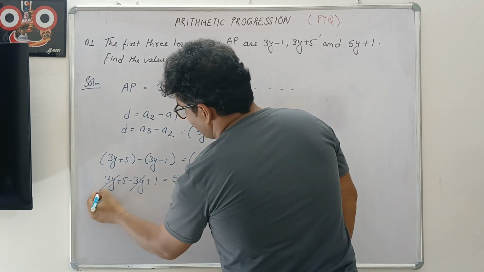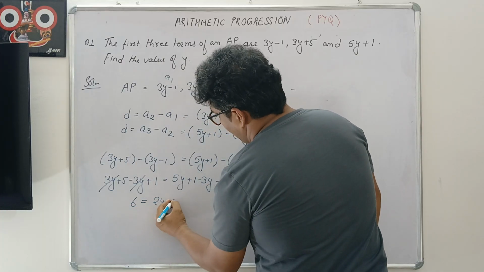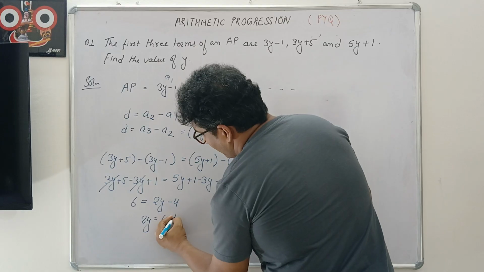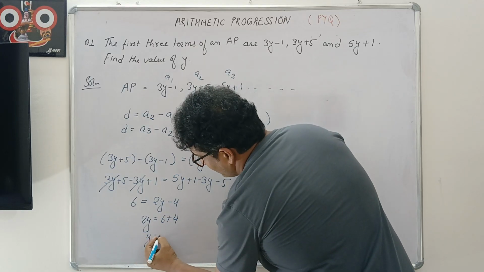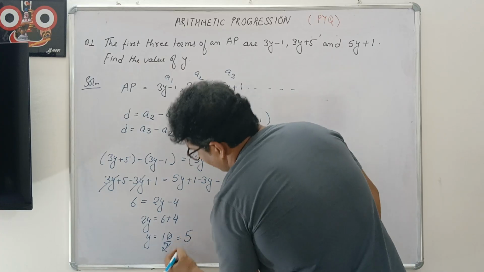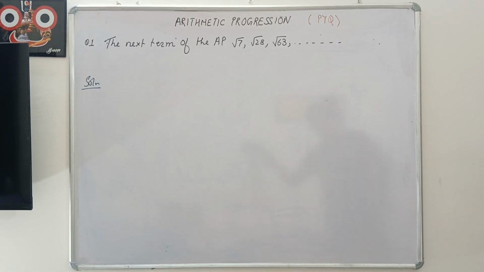This will get cancelled. This is equal to 6. This is equal to 2y minus 4. 2y is equal to 6 plus 4. y equals 10 by 2, that is 5. The value of y is 5. Okay, let's move to the next question.